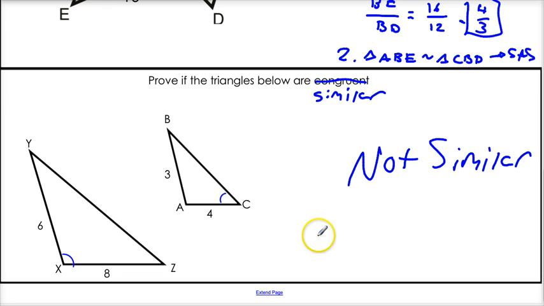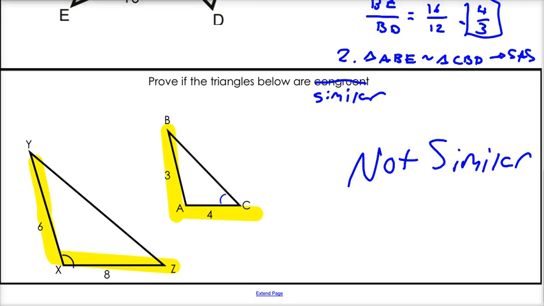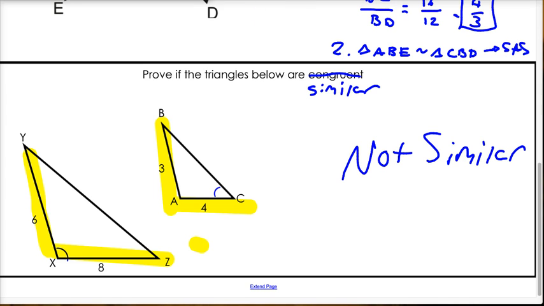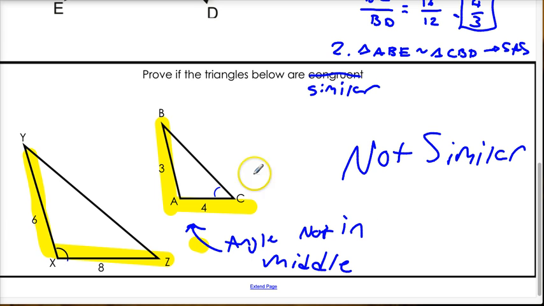And how do I know that? Well, because the angle has to be in the middle of the two sides in both of them. And if you look here, let's use our old trusty highlighter again. In this case, the angle's in the middle of the two sides. But in this case, the angle is not in the middle. Oh, see, our angle is not in the middle. Since it is not side-angle-side, it is not similar. All right, the angle always has to be in the middle of both of them. Don't get tricked.